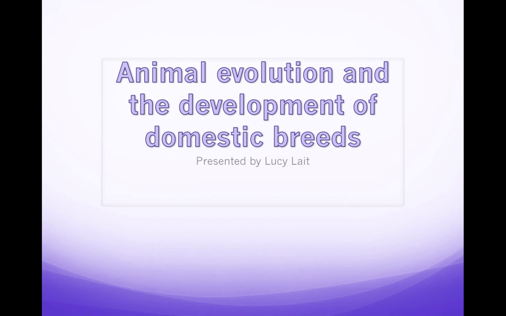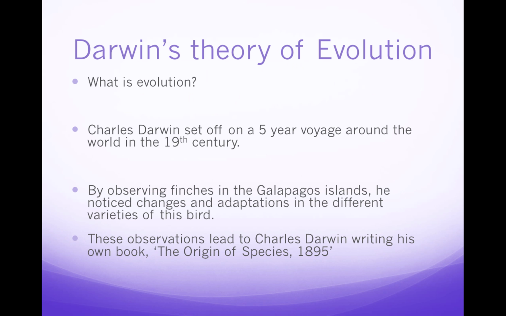Evolution and the development of domestic breeds. Darwin's theory of evolution. What is evolution? Evolution is the process in which different kinds of living organisms are believed to have developed from earlier forms during the history on Earth. Charles Darwin set off on a 5-year voyage around the world in the 19th century.